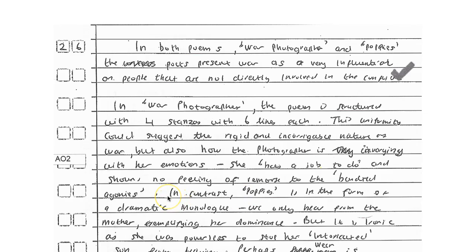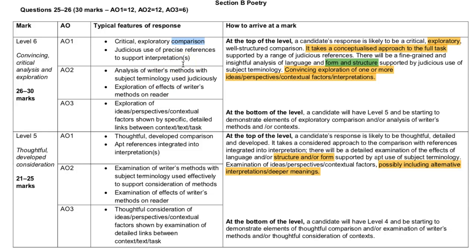Now we have a contrast immediately to the other poem. Now, although this isn't a technique that's useful at A-level, it's very useful at GCSE because it means you never forget to compare. When we look at the mark scheme, you'll see how important that is, because if you're not writing a comparison, you simply can't get into the top bands.